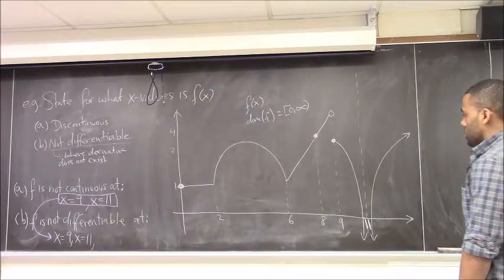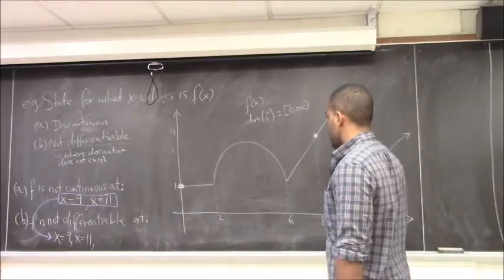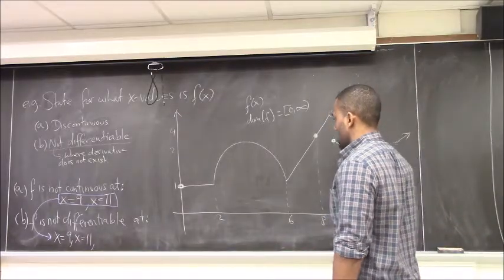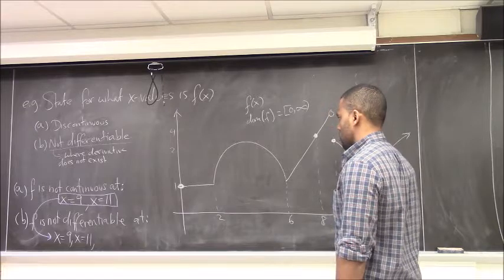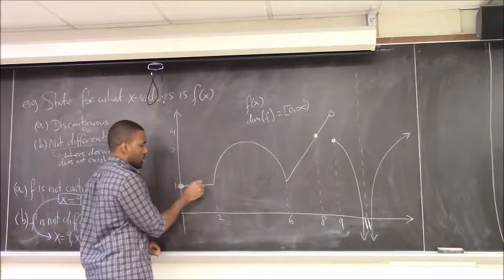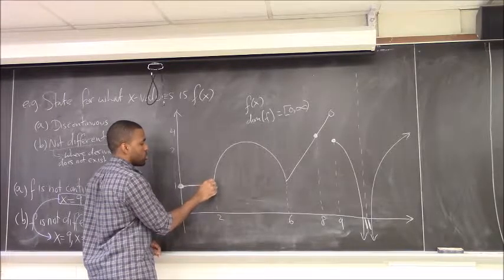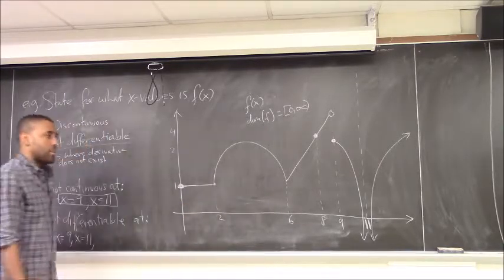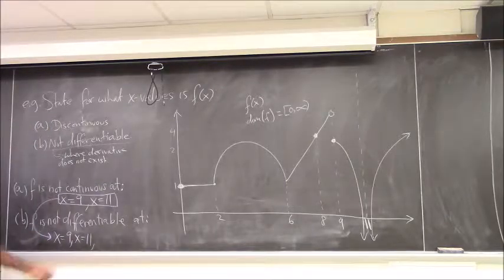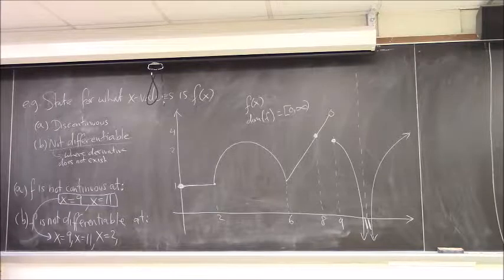Are there other points where I can't find a derivative? X equals 2. Why? Because it's a sharp corner. It's a sharp corner at x equals 2. I'm a horizontal line and then I break off into a semicircle. That creates a sharp corner, right? No matter how much I zoom in, that's never going to look like a straight line. So x equals 2 is a point where you can't find a derivative.